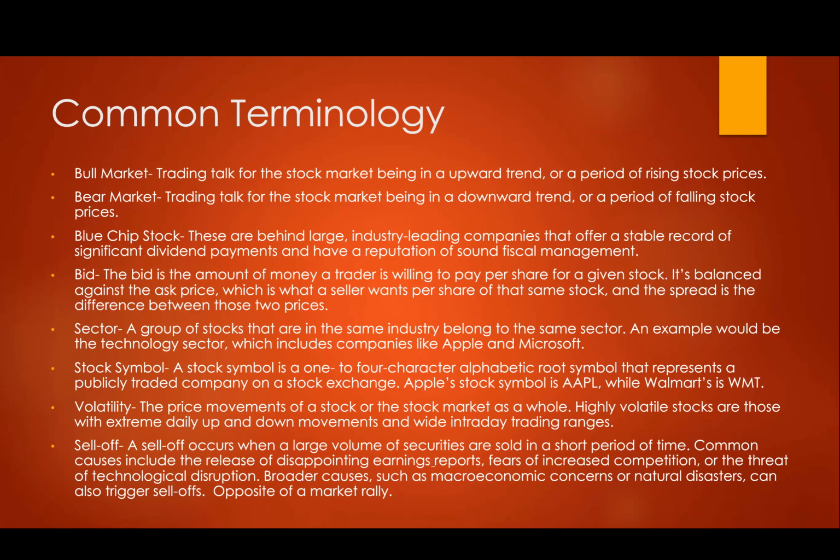A bid. A bid is the amount of money a trader is willing to pay per share for a given stock. It's a balance against the ask price, which is what the seller wants to be paid per share of that same stock. And the spread is the difference between those two prices. A sector is a group of stocks that are in the same industry. An example would be a technology sector, which would include companies like Apple and Microsoft.